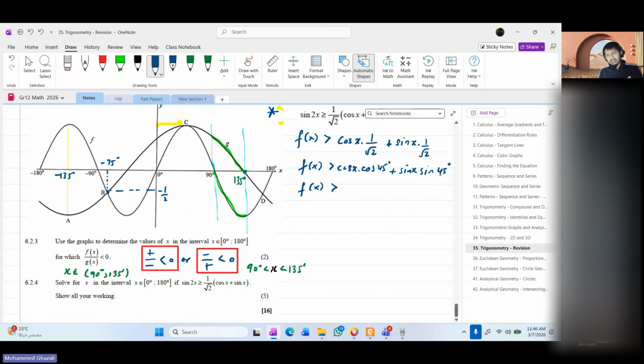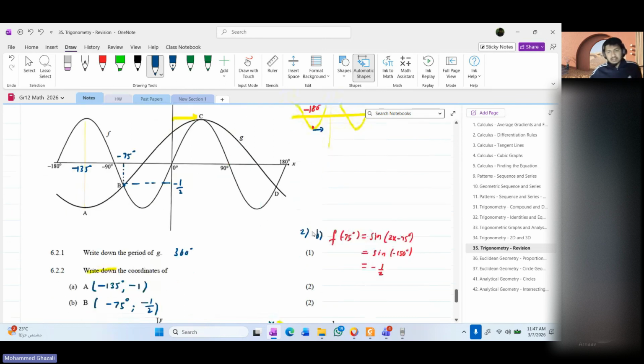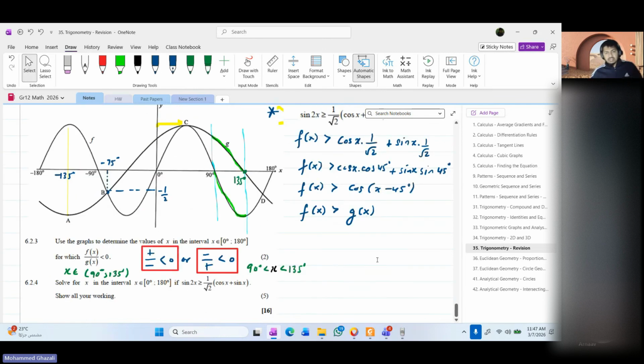So this is cos, cos, sine, sine. So that is just cos of x minus 45. So f of x is greater than g of x because that was g of x, cos of x minus 45. Now what do you want in this case? When is the f graph above the g graph? Right, so the f graph is above the g graph right here.